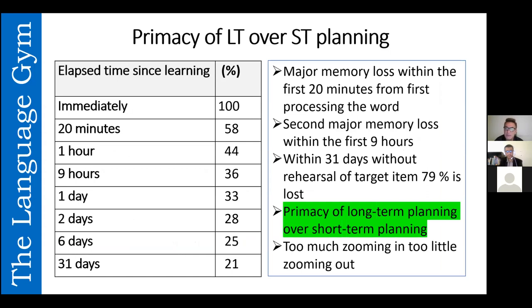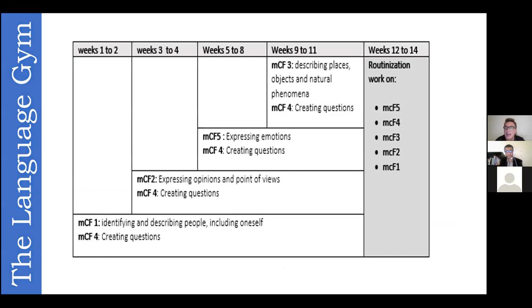So many books focus, and many of us focus, on the lesson. Don't think about a lesson. Think about a pedagogic cycle. Think about at least the next 5 to 6 lessons. Plan a stretch of 5 to 6 lessons and plan for when you're going to recycle.